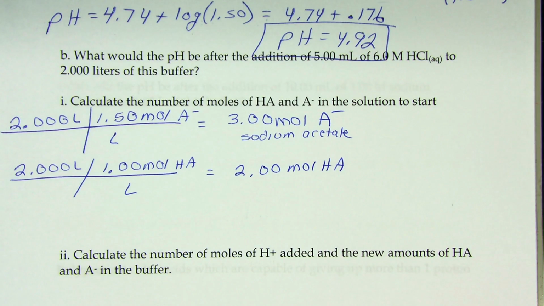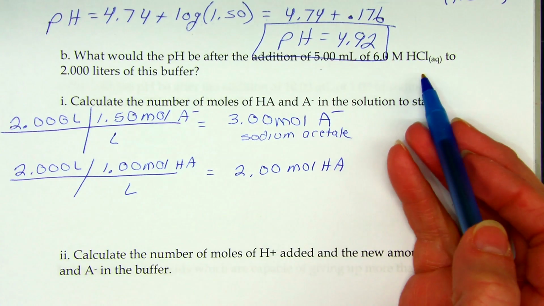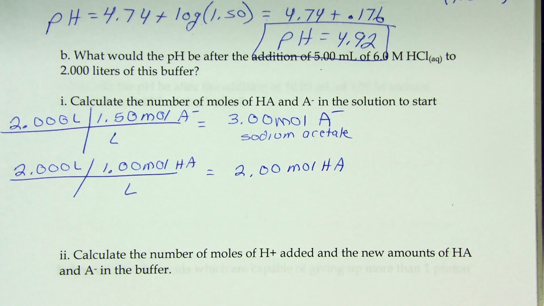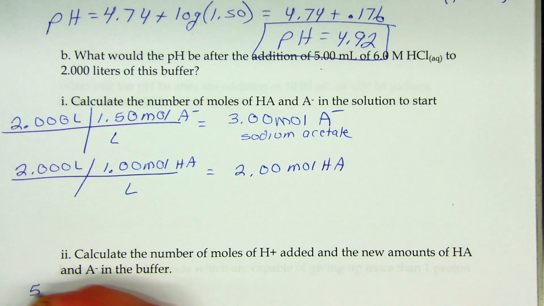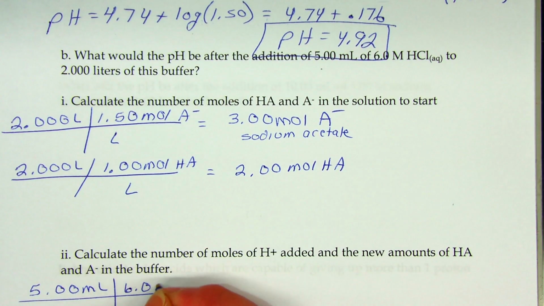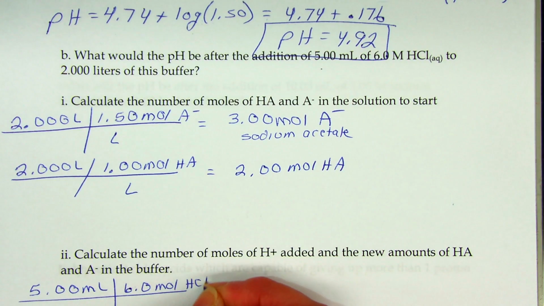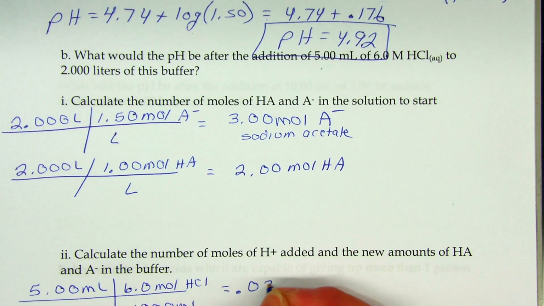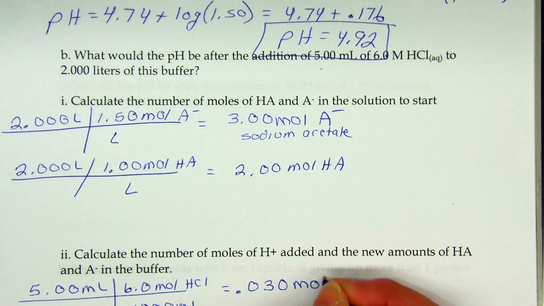Now, I'm dumping in 5 milliliters of 6 molar HCl. 5 mils of 6 molar HCl is essentially free hydrogen ion. So I have 5.00 milliliters that I'm dumping in, and it is 6.0 moles of HCl, which is moles of H plus, per liter. A liter is 1,000 mils. So that is equal to 0.030 moles of loose hydrogen ion added.